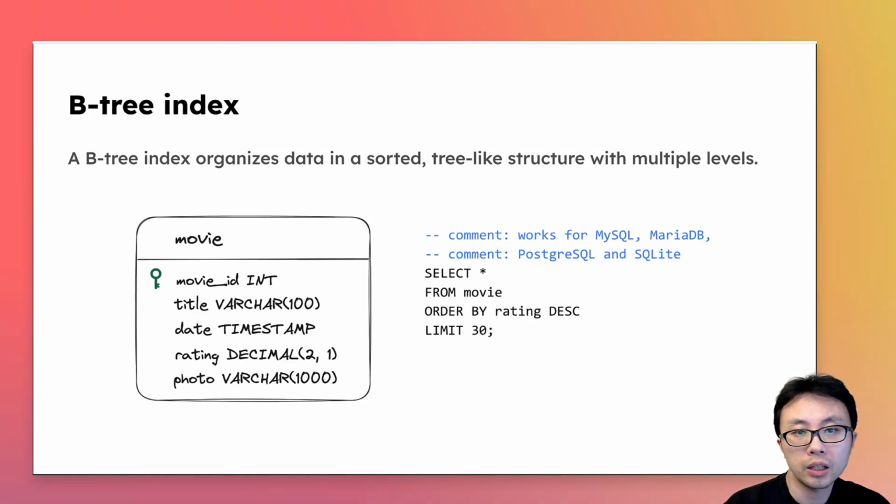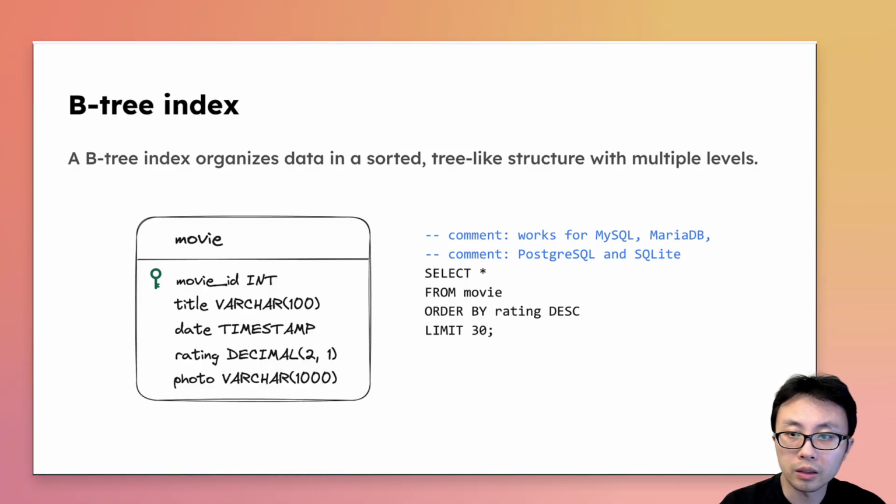Let's look at an example of how to create a B-tree index and what that may look like. Think about a table named Movie from a database that supports a movie streaming web app. The table comes with 5 attributes, including movie ID, title, date, rating, and a photo. The rating column stores the average rating from all users. The developers of this app noticed that their users frequently sort movies by their ratings.